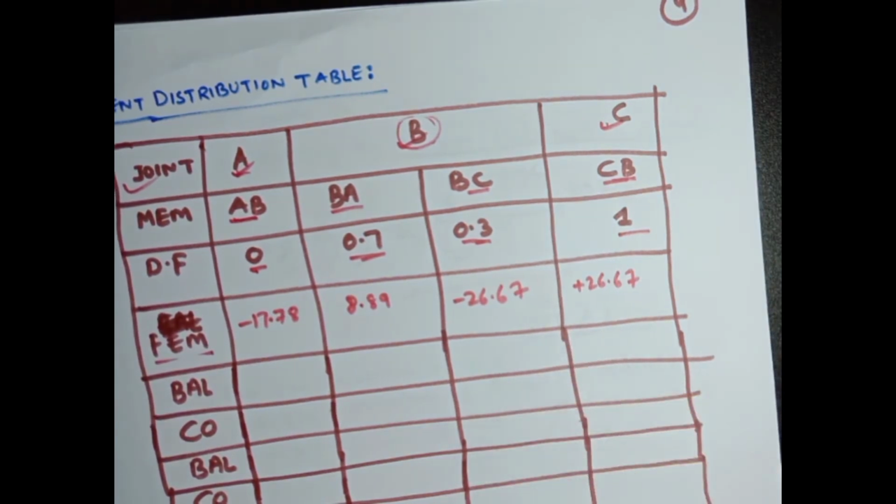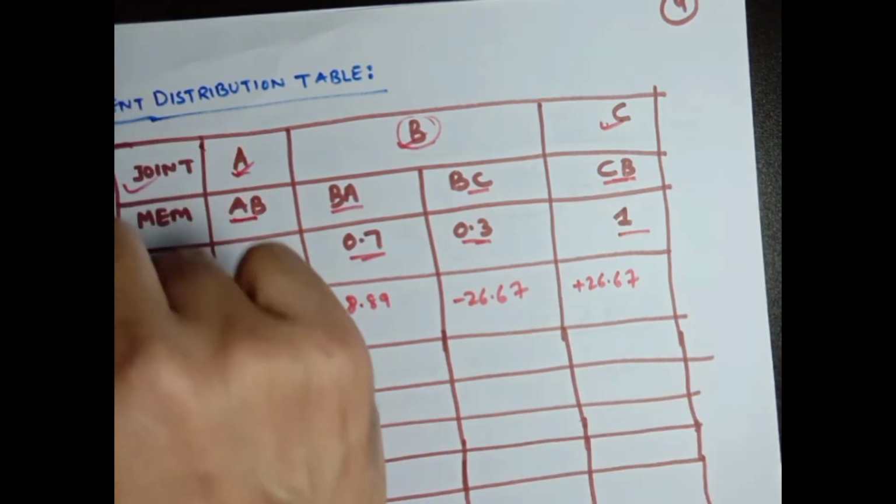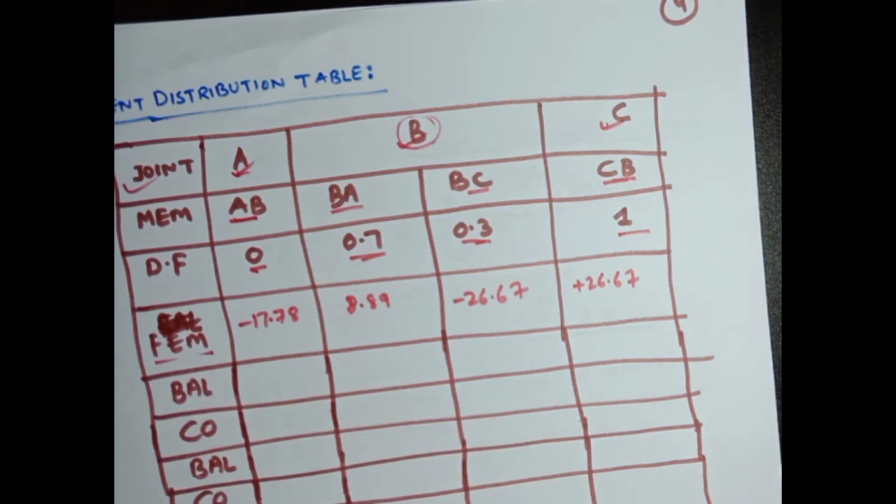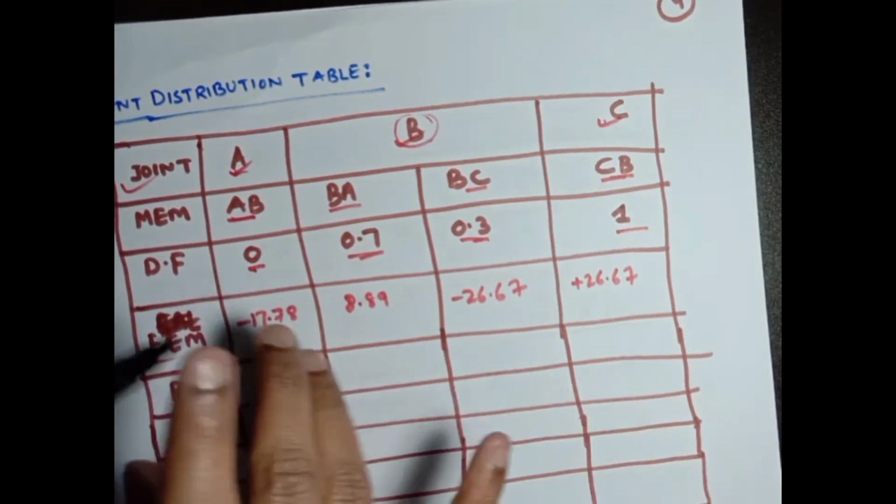Now we have to find the final moment, that is called the total moment. Here it will be total moment. We are going to calculate the total moment for every joint.